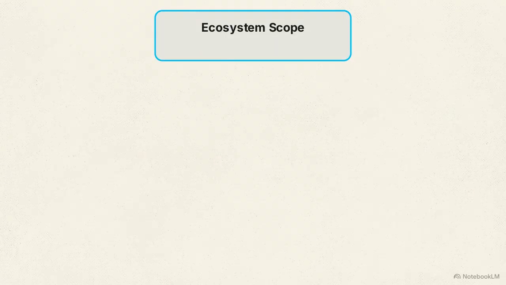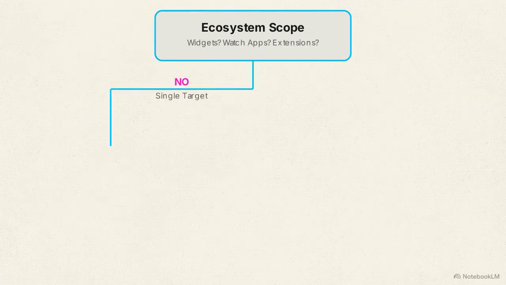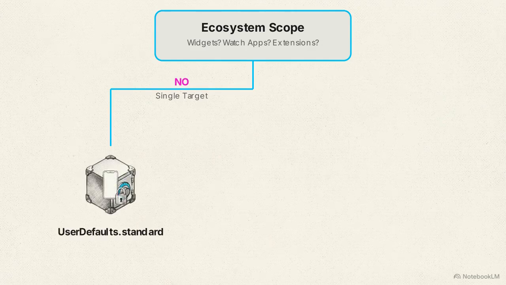This decision tree maps out the correct path. It starts with one question. Does your roadmap include widgets, watch apps, or extensions? If you are building a single target app, branching down to no leads you straight to UserDefaults.standard. If your data only matters while the main app is open on the screen, stick to the standard implementation. Over-engineering a custom suite for an app with no planned extensions is a pure waste of development time.